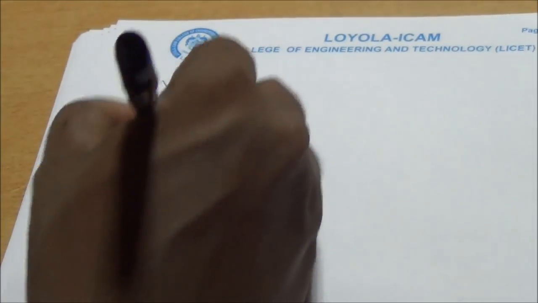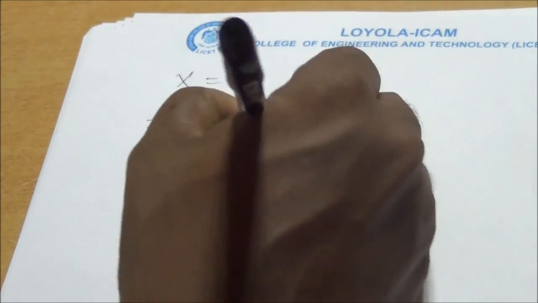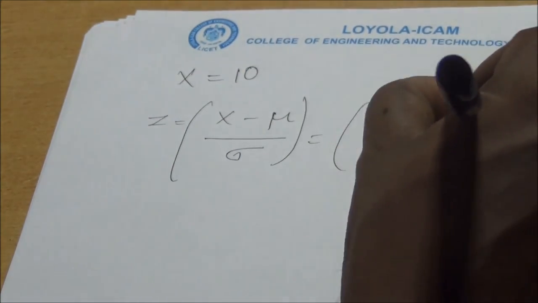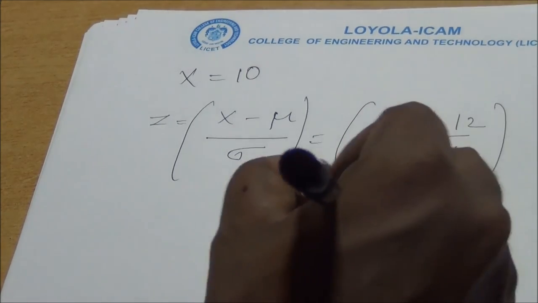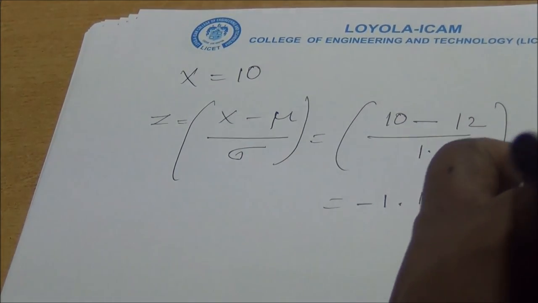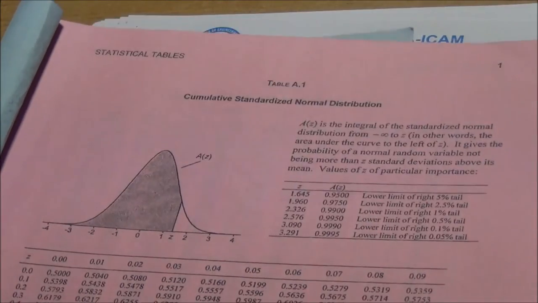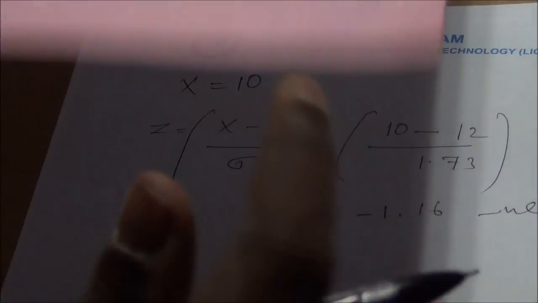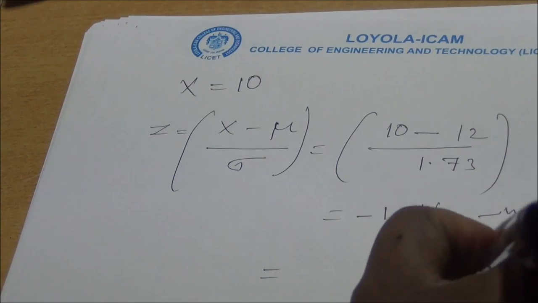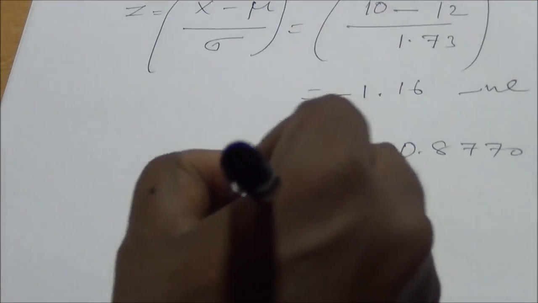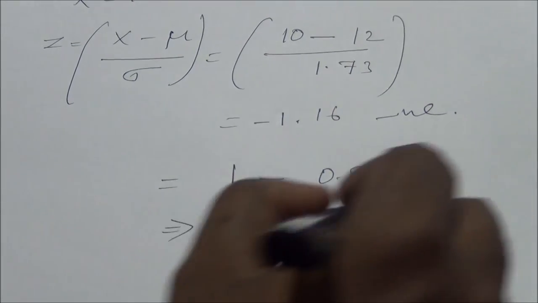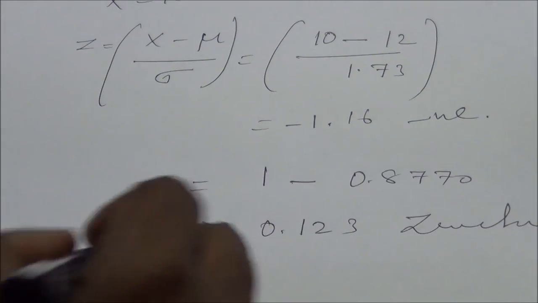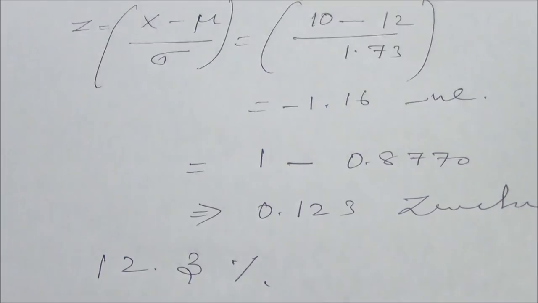And the last one is x equal to 10. If you apply x equal to 10, z is equal to x minus mu by sigma, so that is 10 minus 12 by 1.73, and we get 1.16 as a negative value. Since the value is negative, go to this table and check for 1.16. So 1.16 is again 0.8770. You subtract this from 1 and you get the value 0.123. This is the z value, and the probability is 12.3%. Thank you.